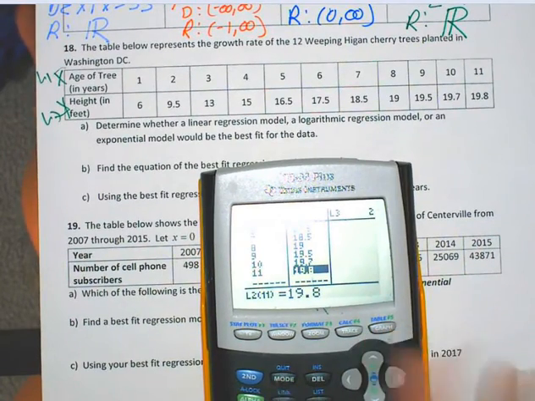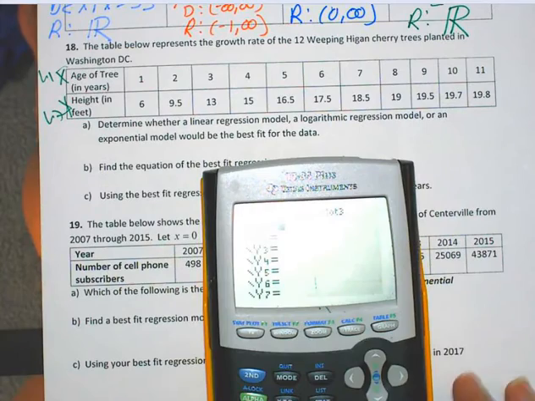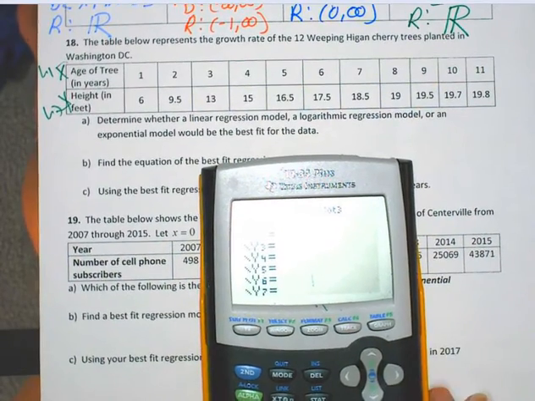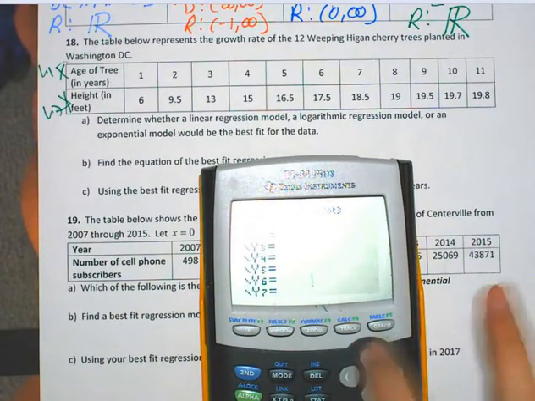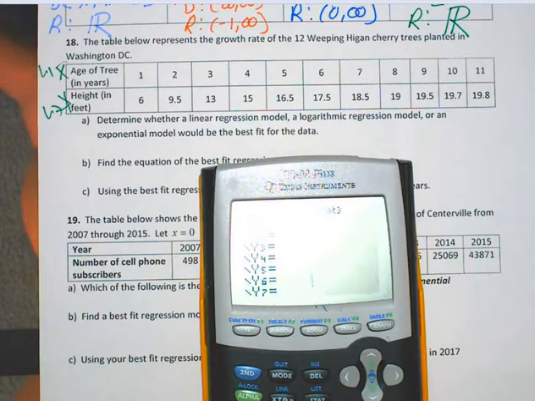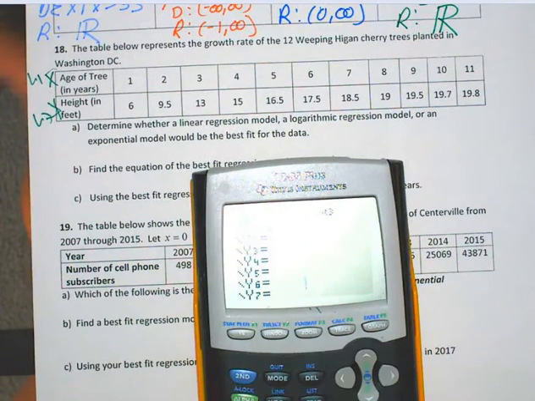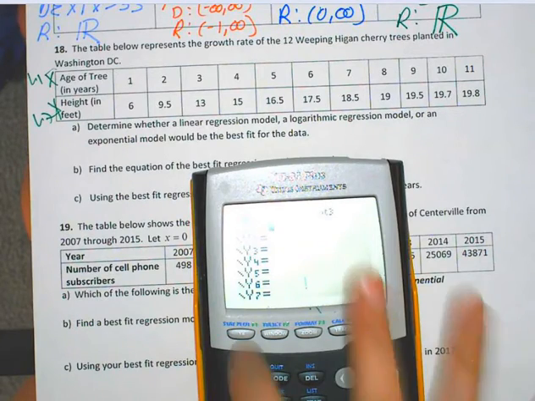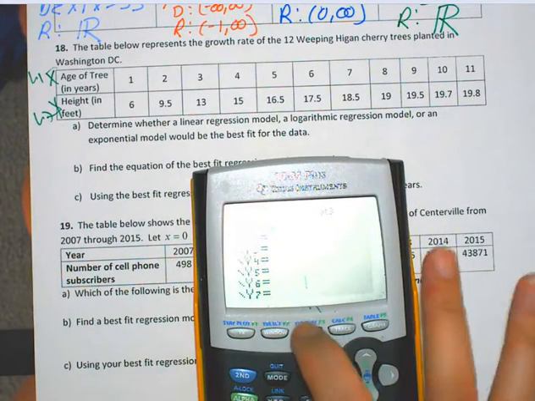So the first thing I'm going to do is go to Y equals and turn my plot on. Again, I went into Y equals, arrowed up to Plot1, and pressed enter. If you arrow down, you'll notice that it's now highlighted. Okay? All right. So I have to decide what type of regression model this is first. So once I turn my plot on, I'm going to press Zoom 9.